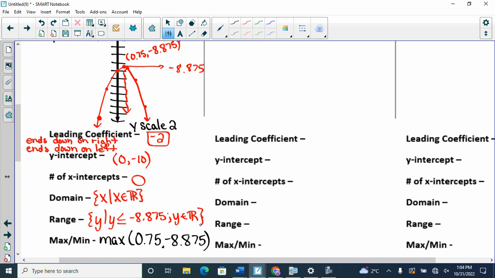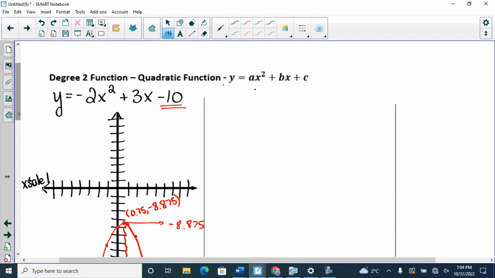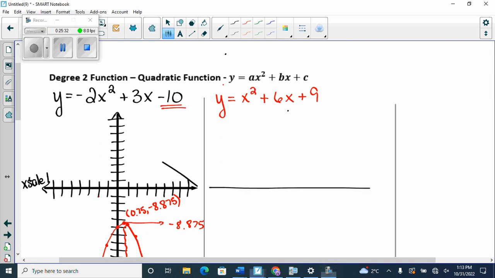So I'm going to give you another equation in the second one, and you're going to graph it properly and try and answer all the questions. So this is the next one I'm going to give you. Y equals x squared plus 6x plus 9. I want you to graph it properly and then answer the questions. I gave you this one specifically because people get tripped up when your x-intercept is your vertex.